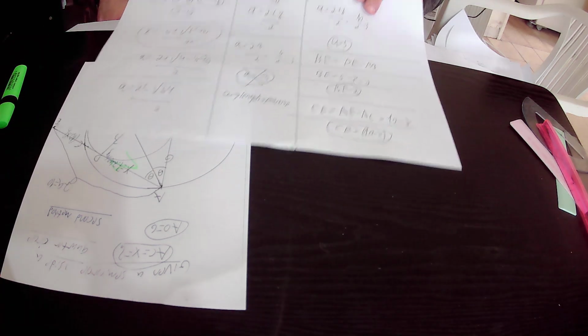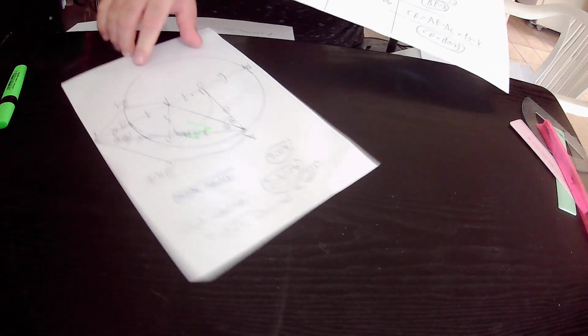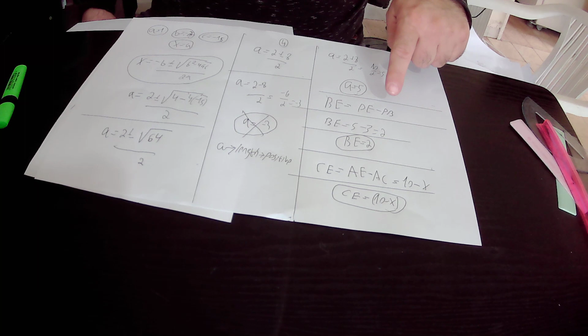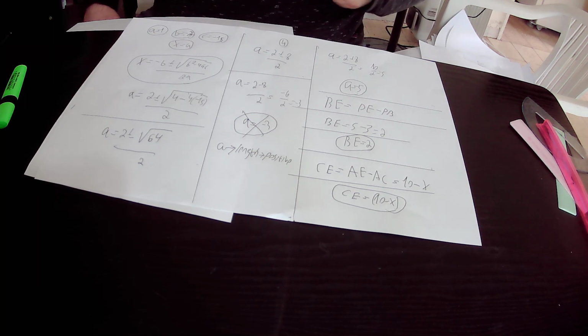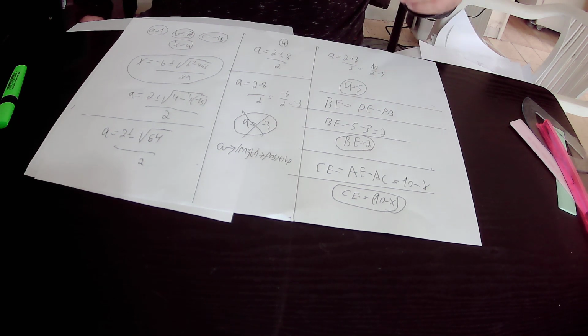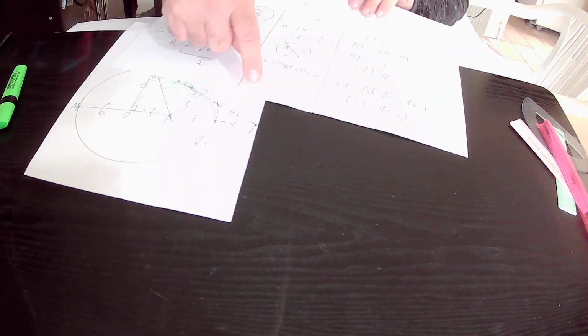And then what is the length of side BE? From the drawing we can see that BE equals PE minus PB. PE equals 5 units, PB equals 3 units, this is the radius of the semicircle. So in conclusion, BE equals 5 minus 3, that is 2. Here BE equals 2 units.